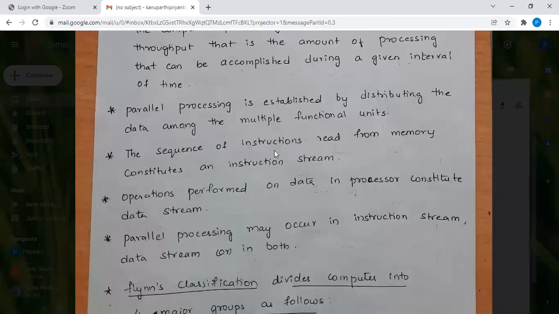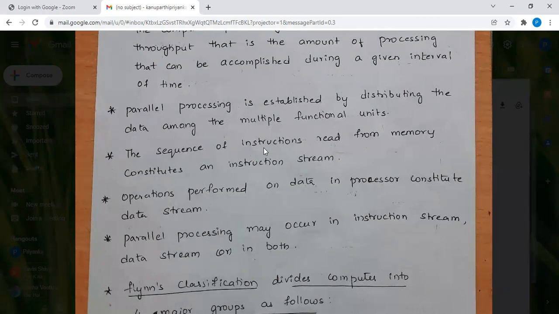You need to understand two points here. One is what is an instruction stream and the other is what is a data stream. The sequence of instructions which are read from the memory, we call the instruction stream, and the operations performed on data in the processor constitute the data stream. Parallel processing may occur in either the instruction stream or the data stream, or in both.